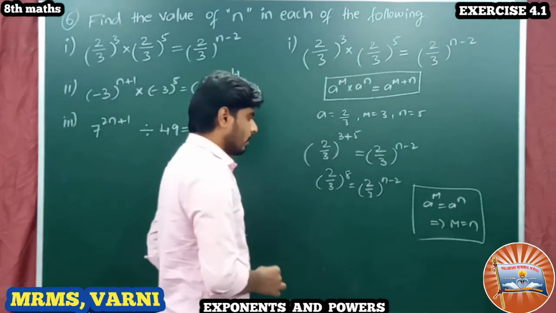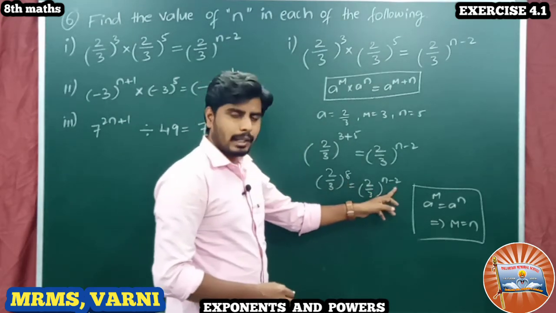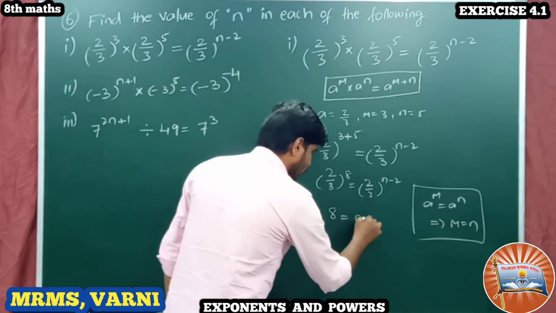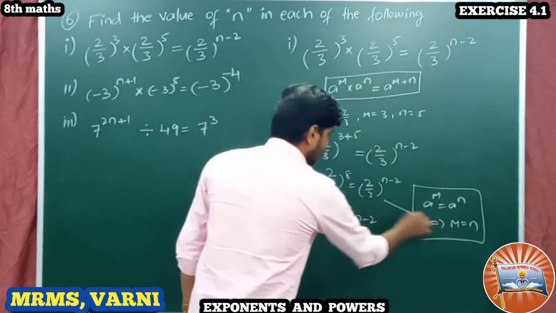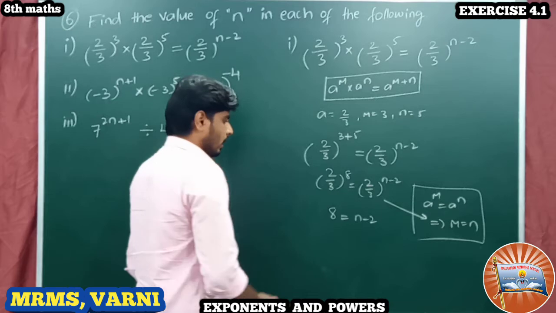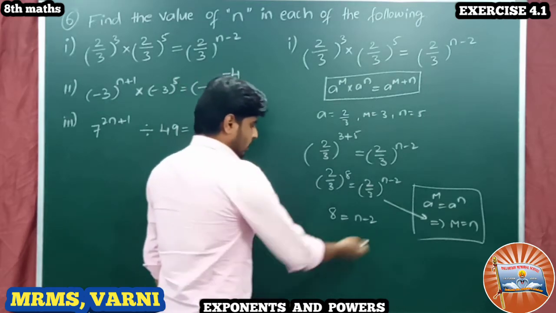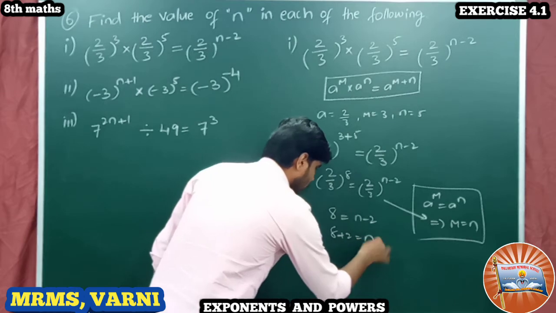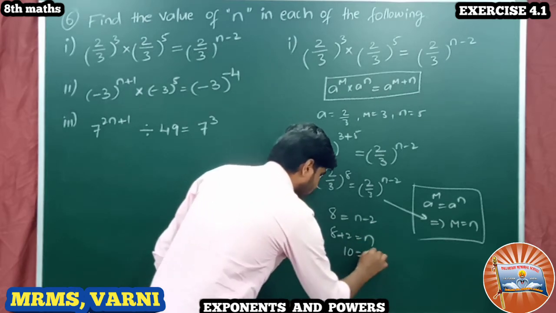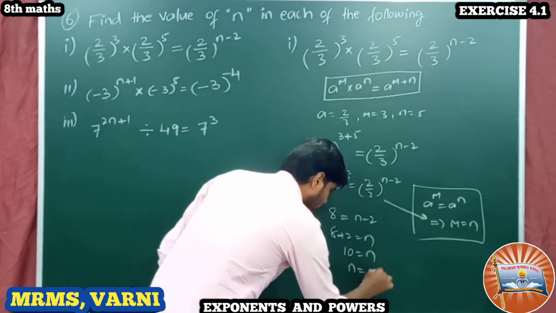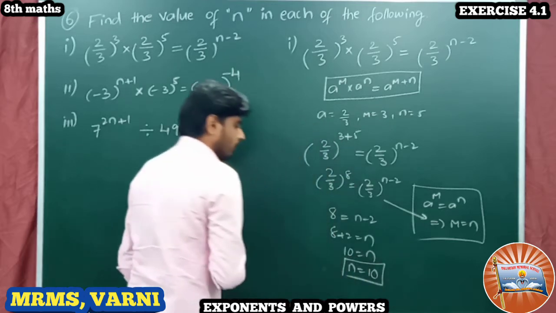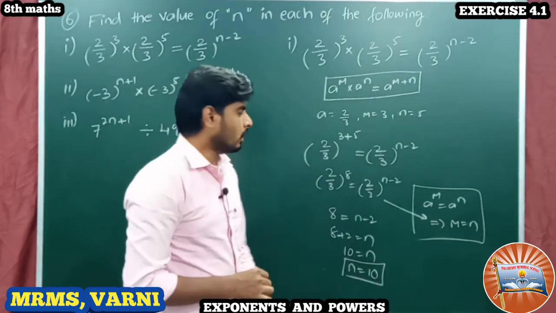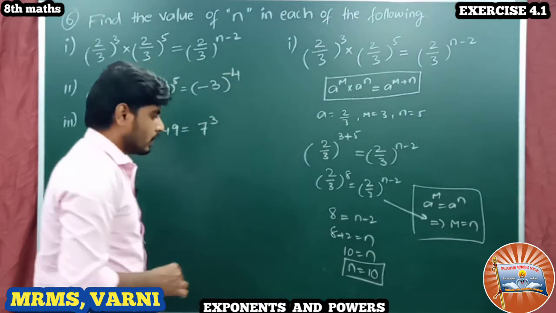What are the exponents we have here? 8 and n−2. Now those two are equal. 8 = n−2 with the use of this formula. So transpose this minus 2 to the LHS side. What becomes? 8 + 2 = n. This becomes 10 = n. Nothing but n = 10 we got here. Now what is the value of n? n = 10 is the answer we got here. Okay, this is about the first problem.